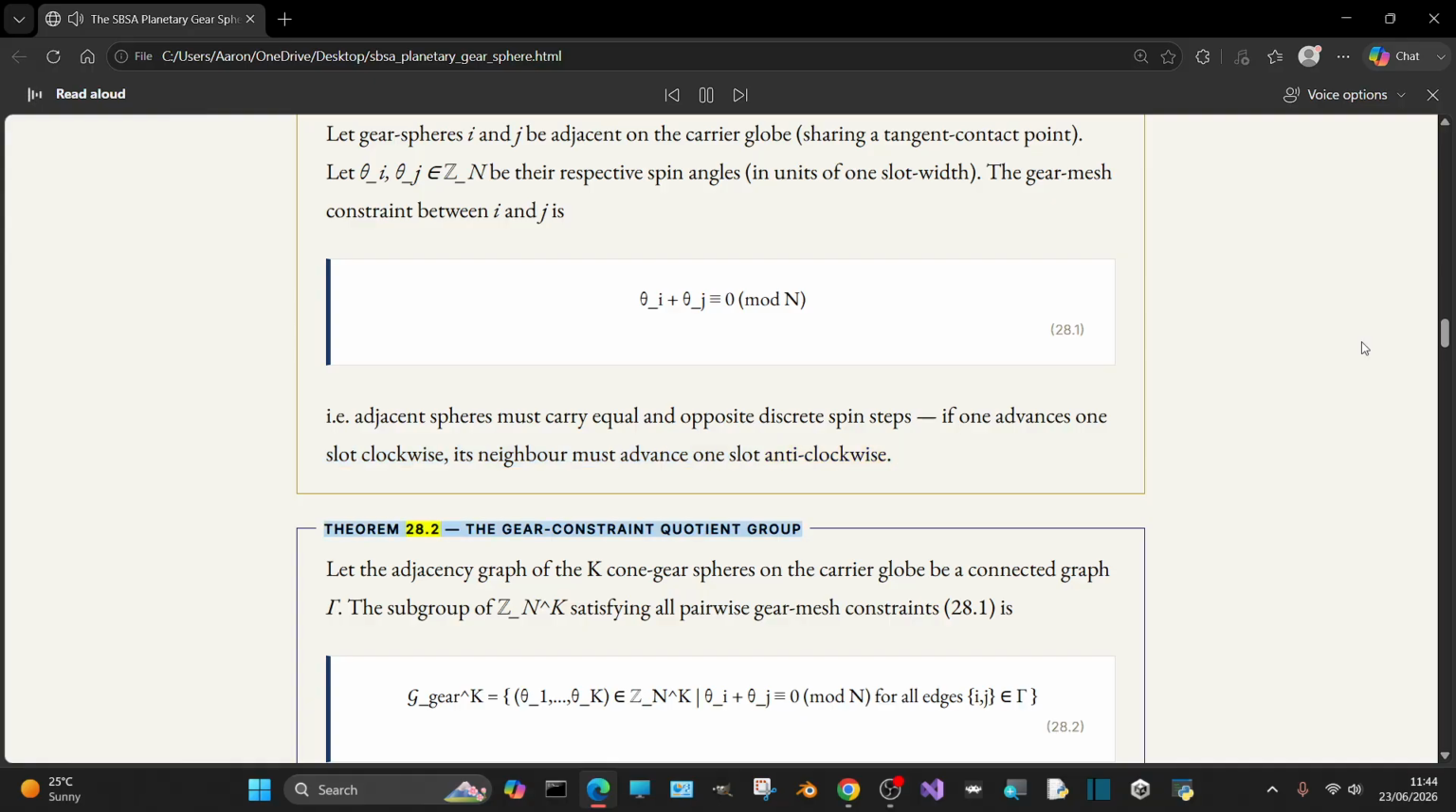Theorem 28.2, the gear constraint quotient group. Let the adjacency graph of the k cone gear spheres on the carrier globe be a connected graph Γ. The subgroup of Z_n^k satisfying all pairwise gear mesh constraints (28.1) is G_gear^k = {(θ_1, ..., θ_k) ∈ Z_n^k : θ_i + θ_j ≡ 0 mod n for all edges (i, j) ∈ Γ} (28.2).